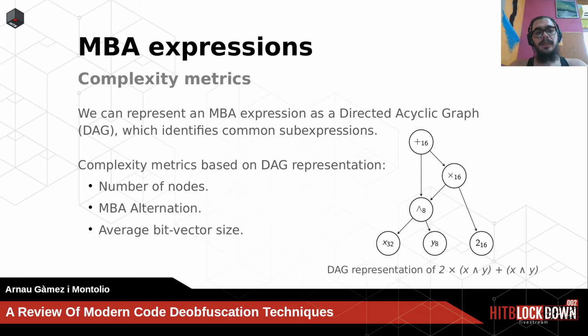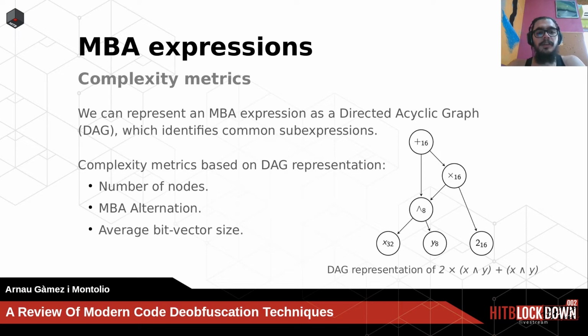How can we deal with measuring the complexity of such an obfuscation transformation, or more generally, the complexity of a mixed Boolean arithmetic expression? Essentially, we can represent such expressions as directed acyclic graphs, which will identify common sub-expressions. That is why we consider that if an expression has common sub-expressions, this does not increase the complexity of the overall expression. Based on that, we find a few metrics that can give us some idea of the complexity of such an expression.